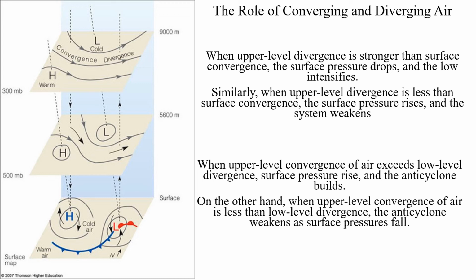On the other hand, when upper level convergence of air is less than the lower level divergence, the anticyclone weakens as the surface pressure falls. If you look again at the 500 millibar level, winds at this altitude tend to steer surface systems in the same direction that the winds are moving. The surface mid-latitude cyclone will move toward the northeast, while the surface anticyclone will move toward the southeast.